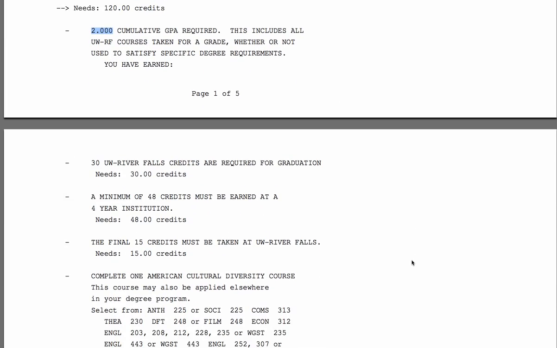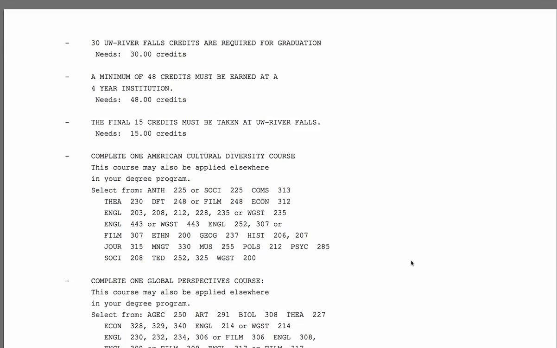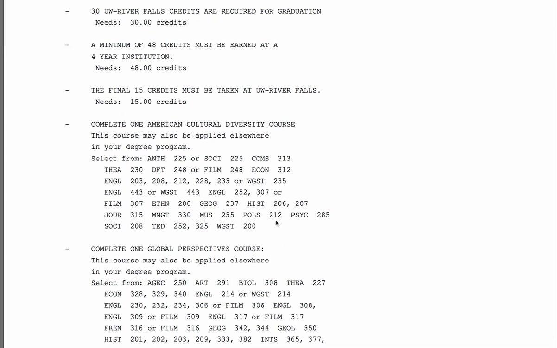I'm going to skip most of these because most of these are automatic. I'm going to go to the last two. So first, you must complete an American Cultural Diversity course, and you must complete a Global Perspectives course. So remember back up in the legend where you saw the little D? Any course that has a little D fits right here, and any course that has a little G fits right here. So for example, you might take Women and Gender Studies 235, and that will count here.